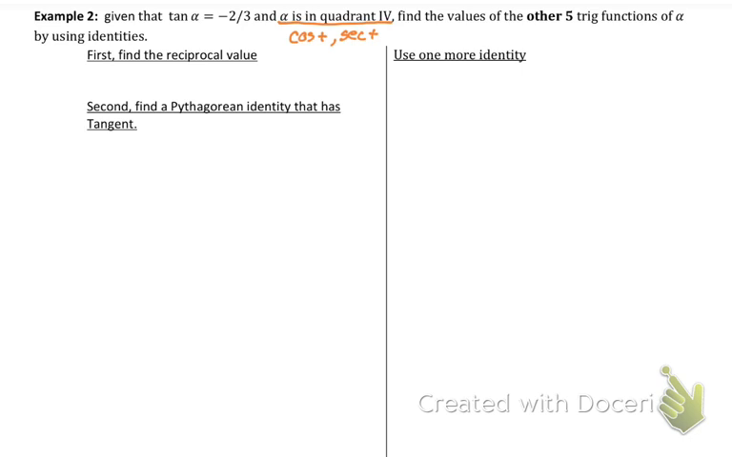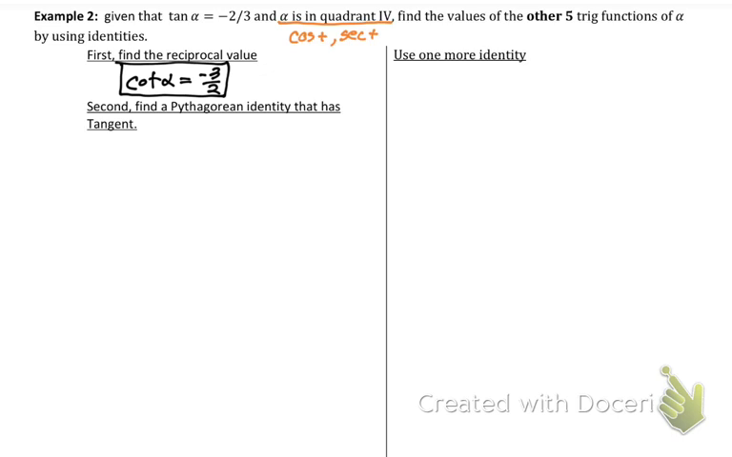So the very first thing I'm going to do is say, if tangent is negative 2 over 3, that means that cotangent of that same angle is negative 3 over 2. And you don't have to worry about positives or negatives. You just flip the two numbers. And that is 1 out of 5 done. I just need 4 more. And I'm going to show you we only need 2 more, because everything else is reciprocals.